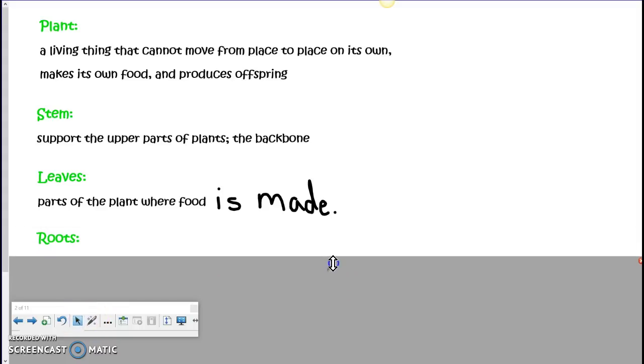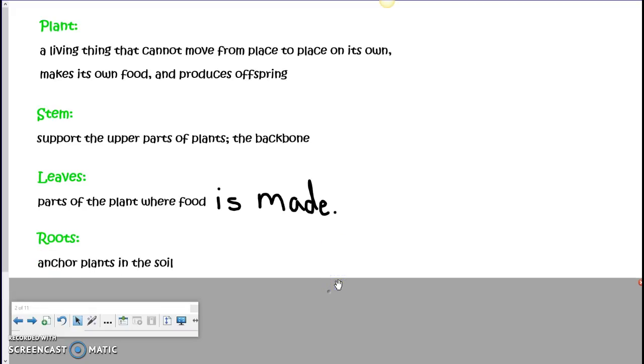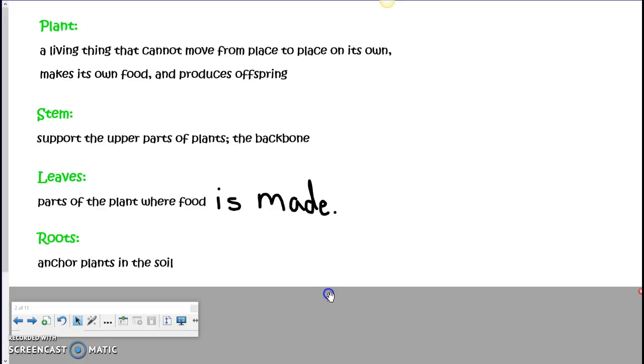Alright, and the next part is roots. Can anybody tell me what the root is? Angie? It grows underground. Okay, let's see. It anchors plants in the soil. That is right. It grows under the ground and it holds the plant underground. It keeps it in the ground, keeps it from moving. Very good. And let's see, there's one more.